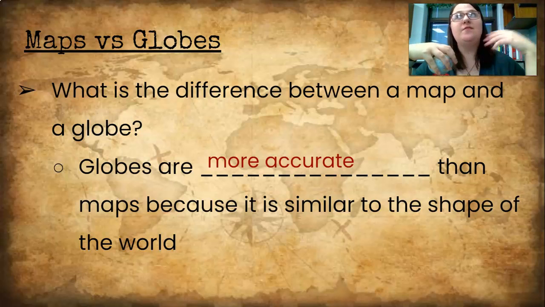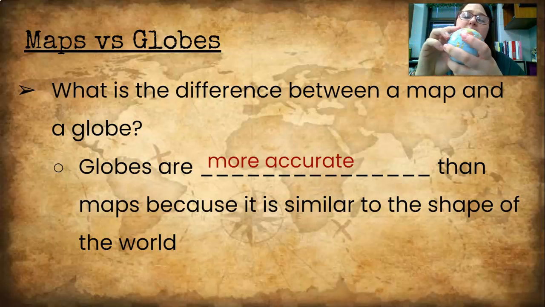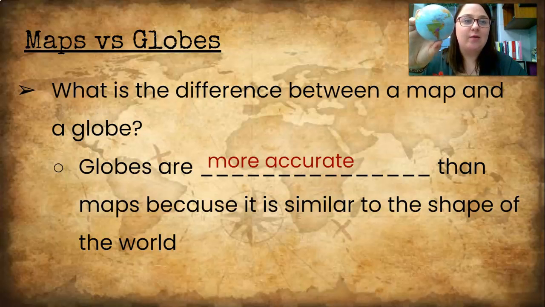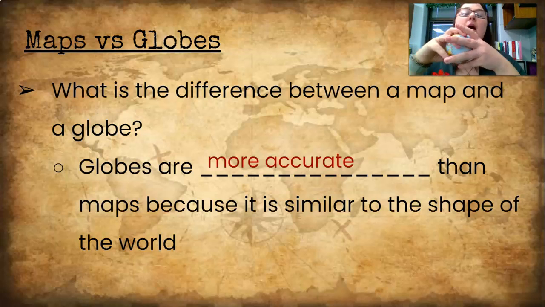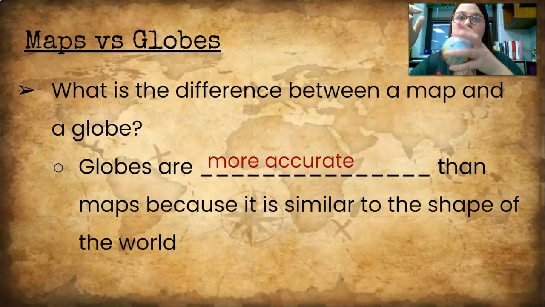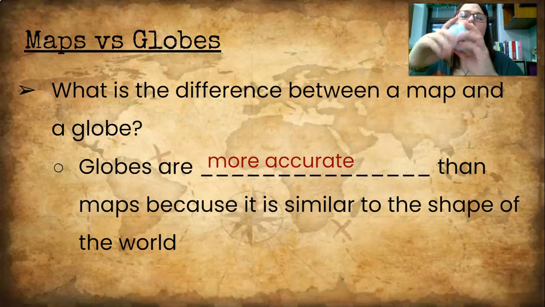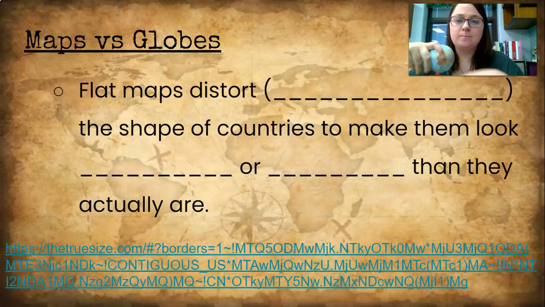Now, obviously, if you're trying to figure out how to get to Walmart, you're going to use a flat map. You're not going to try and use the globe to figure out how you're going to get to Walmart. I can't even find Van Wert on this little globe. It's way tiny, guys. So when you're trying to get from one place to another on a small scale, you're going to use a flat map. But when you're looking at the sizes of countries and where they are in location to each other, a globe is really going to be your better bet.